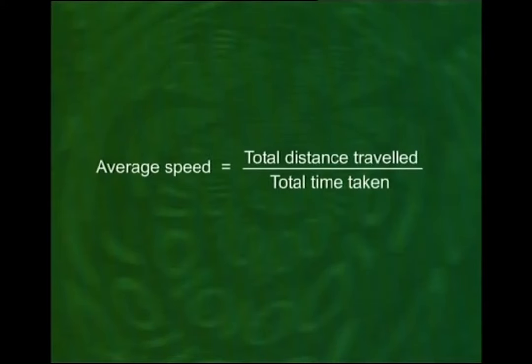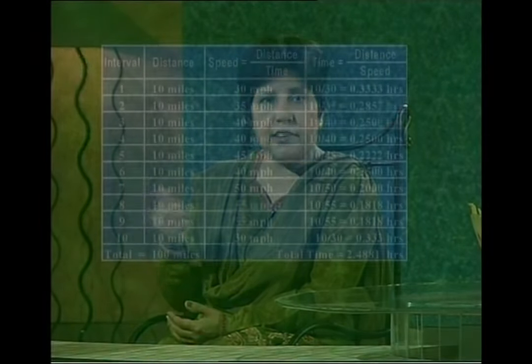As you know from the beginning, speed is defined as total distance traveled over the total time taken. So if we want the average speed for this entire 100-mile interval, it means we should divide the total distance by the total time taken. But as we know, the speeds are different in each of those 10-mile intervals, so we will have to do the computation step by step for each one of those intervals.